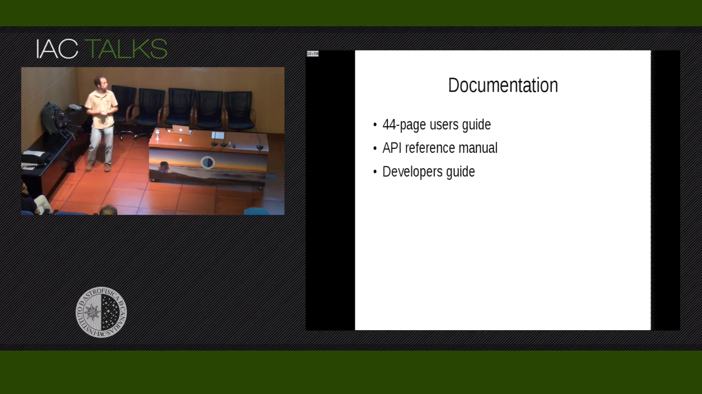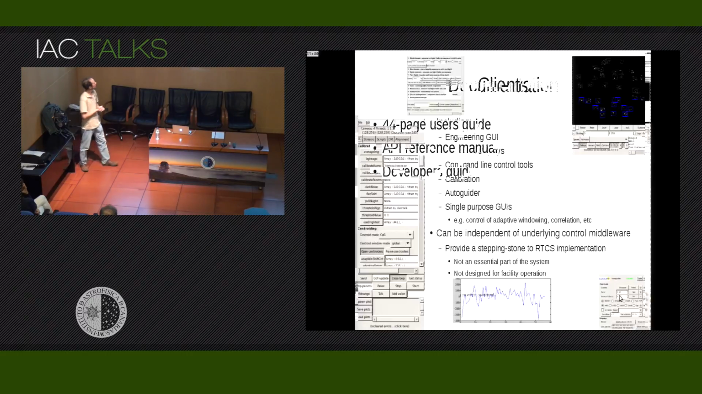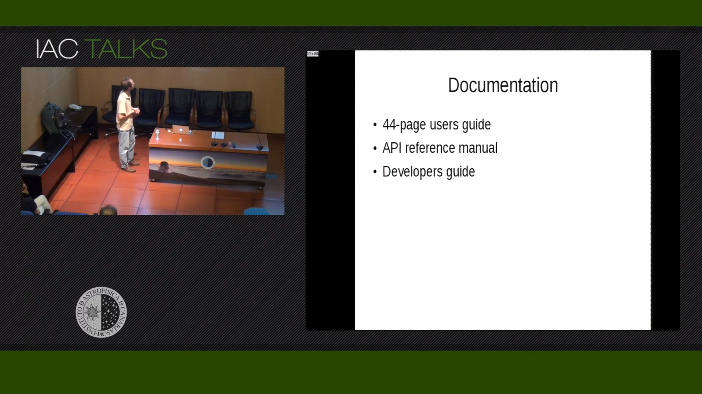Documentation. There is, of course, documentation for a system like this. It may not be brilliant, but it's there. A 44-page user guide, an API reference manual, a developer's guide.